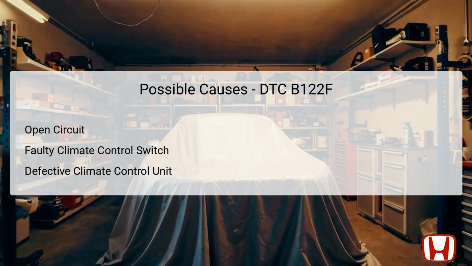A faulty climate control switch itself may not correctly send signals even if the wiring is intact, thus necessitating inspection and potentially replacement. Finally, if the climate control switch and external circuits are in good working order, the problem may lie within the climate control unit itself. If it can't effectively process inputs from the switch, it leads to improper function, triggering the DTC B122F.